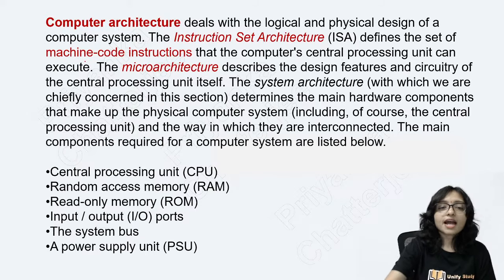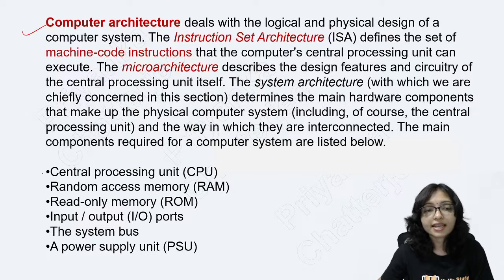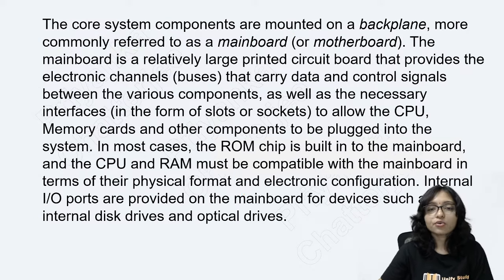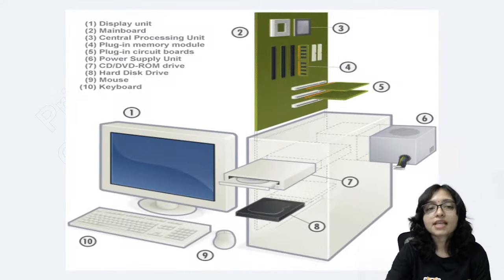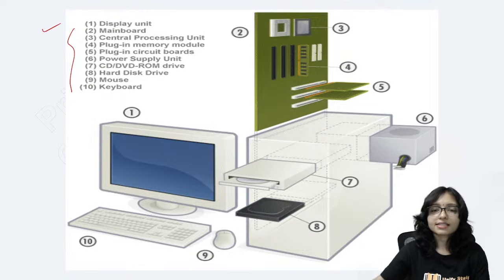Okay, so let's start. First of all, under computer architecture, this is the structure where the CPU, RAM, read-only memory ROM, input output system, bus, and power supply are there. These are the basic units in a computer. Whenever you are thinking about the desktop, this is the structure, where the mouse, keyboard and all are there. You can visualize it.